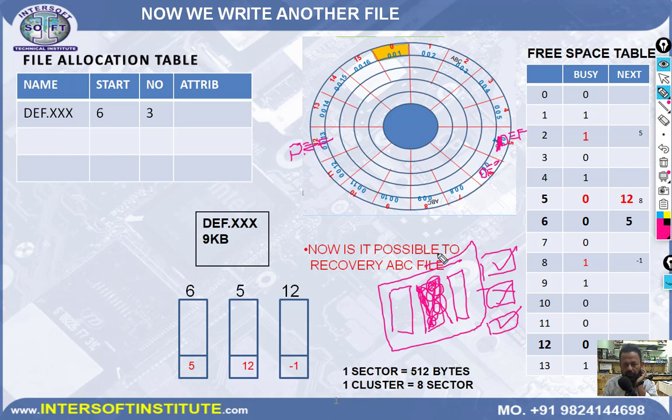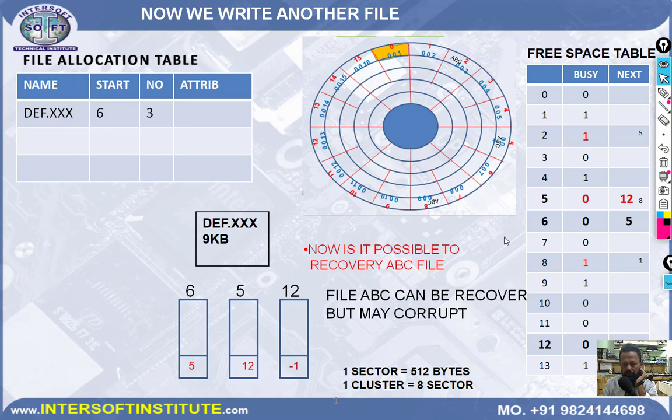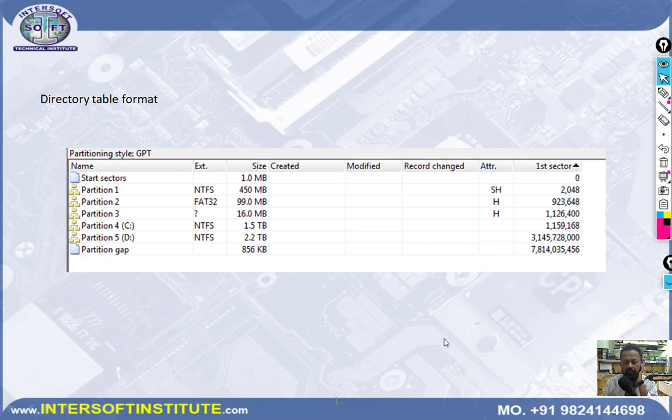Next. So this is one option. What is the option here? Now it is possible to recover the ABC file? Not fully possible. Maybe the file comes, but it will be corrupted. So file ABC can be recovered but may be corrupted. Okay. Next. So here are the directory table, different tables are there. Normally we are explaining this first portion about the data recovery.